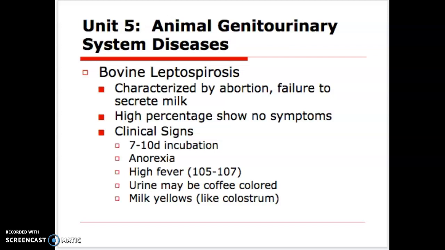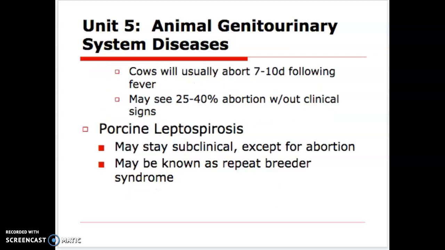Cows will kind of be anorexic. They'll lose weight, pretty high fevers. The really unique one here to point out is coffee-colored urine, which would be obviously quite odd. So certainly one to watch out for as a symptom there for lepto. And the main type, I believe, is Leptospira hardjo, and it's one that a lot of your vaccinations will target.